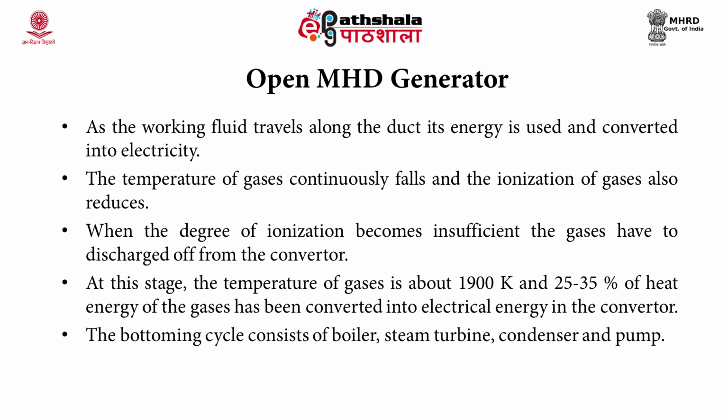The gases are used in a preheater to heat fresh air for combustion and in a waste heat boiler to generate steam. The steam generated is used in a steam turbine with a directly coupled generator which converts 25 to 30% of the total heat into electric power. The gases exiting the boiler are passed through a seeding material removal device before discharging to the atmosphere using a stack. The bottoming cycle, as you can see in the figure, consists of a boiler, steam turbine, condenser and a pump.